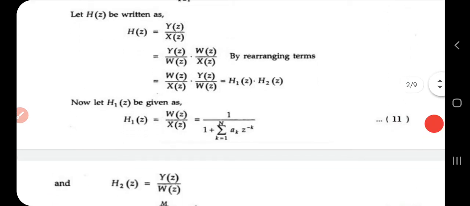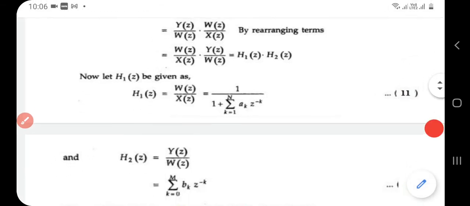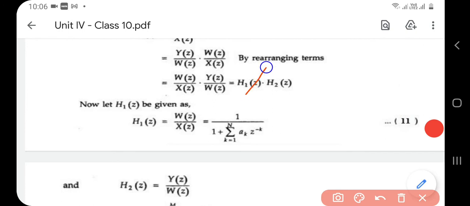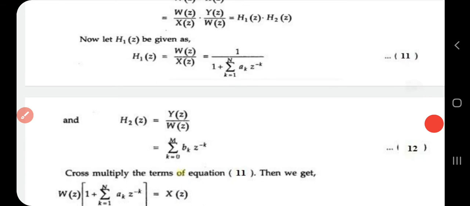Now H1(z), as we already know, is given by this equation, W(z) by X(z). This is nothing but 1 by 1 plus summation over k equal to 1 to N of a_k z raised to minus k. Okay, and H2(z) is actually Y(z) by W(z), and that is nothing but summation over k equal to 0 to M of b_k z raised to minus k.